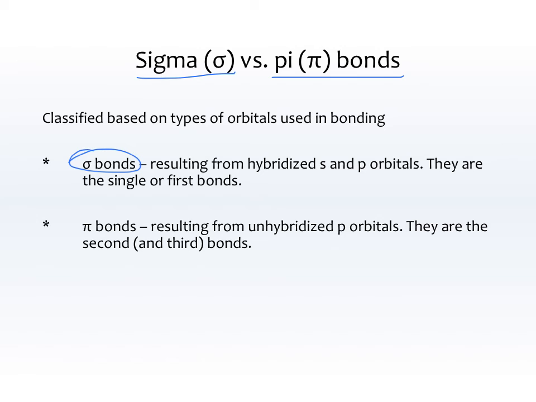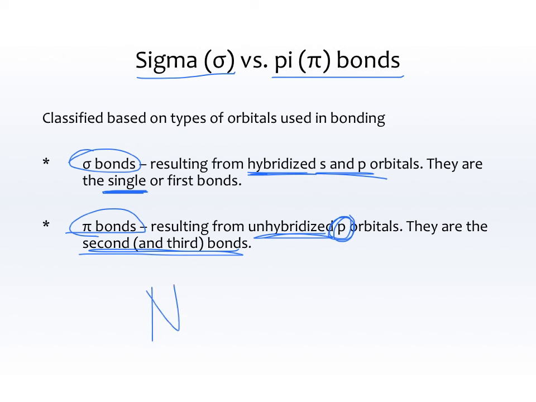Sigma bonds result from hybridized s and p orbitals. They are the single or first bonds. Single bonds are sigma bonds. Pi bonds result from unhybridized p orbitals. It's called pi because they come from the p's. They are the second and third bonds.